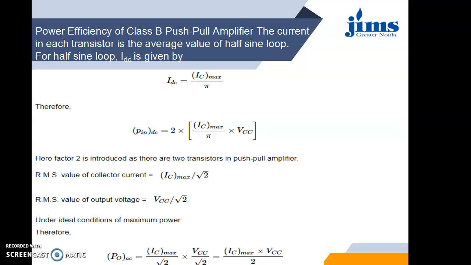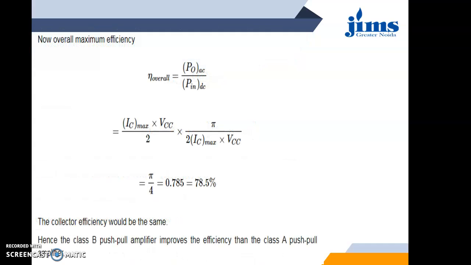But before we go to that, let us talk about its power conversion efficiency, which is P out AC upon P in DC, where P in DC is given as twice IC max into VCC upon pi, and the RMS value of IC is IC by root 2, and similarly the RMS value of the output voltage is VCC by root 2. So P out AC is Vrms into Irms, where Irms is IC max upon root 2 and Vrms is VCC by root 2, giving IC into VCC upon 2. If we put the values of P out AC and P in DC in the overall efficiency formula, we get eta equal to 78.5%.